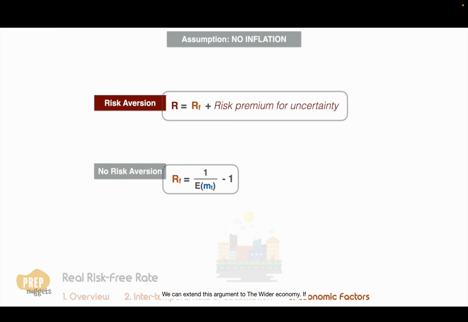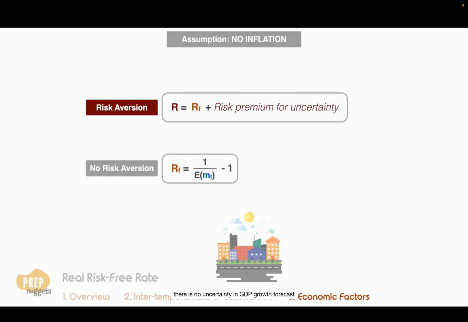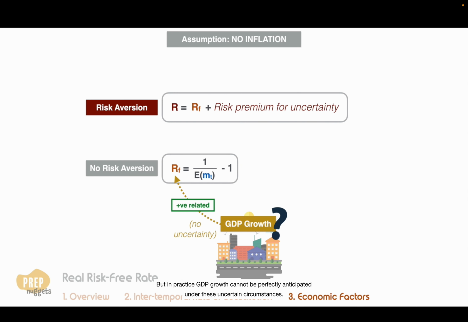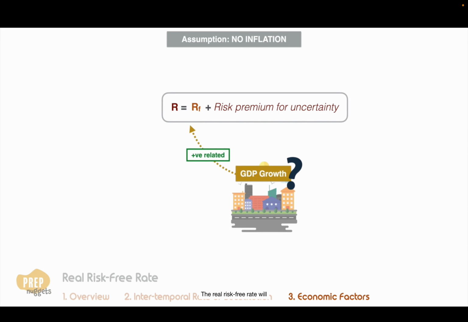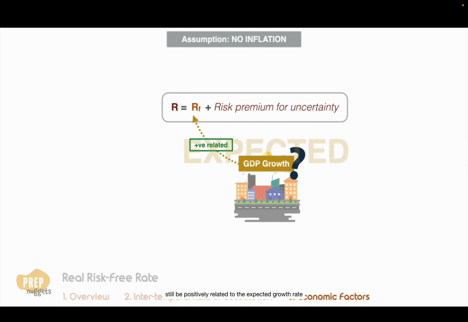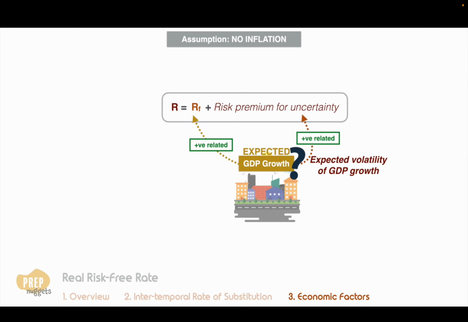We can extend this argument to the wider economy. If there is no uncertainty in GDP growth forecast, then an increase in real GDP growth should lead to an increase in the real default-free rate, as we've learned earlier. But in practice, GDP growth cannot be perfectly anticipated. Under these uncertain circumstances, the real risk-free rate will still be positively related to the expected growth rate of GDP, but additionally, it'll be positively related to the expected volatility of GDP growth.